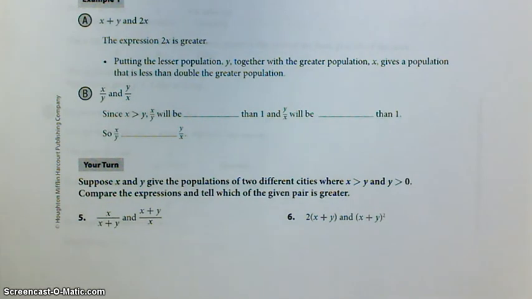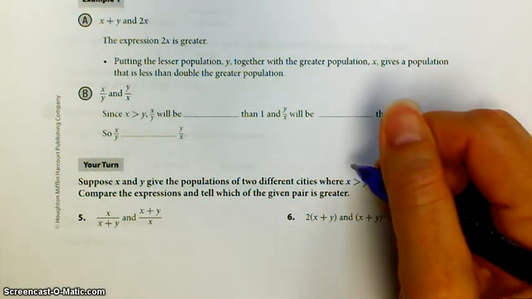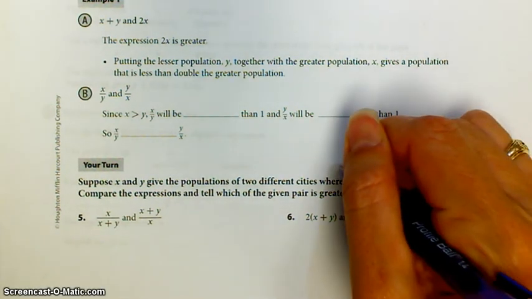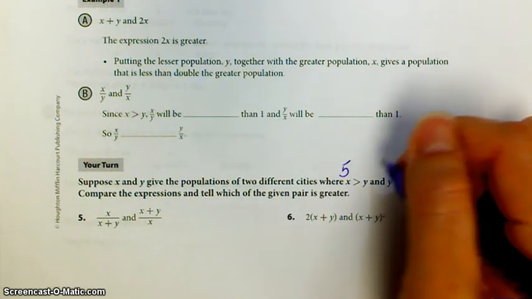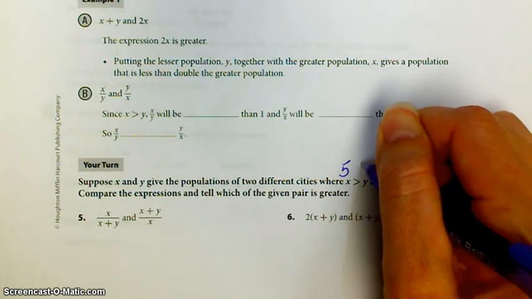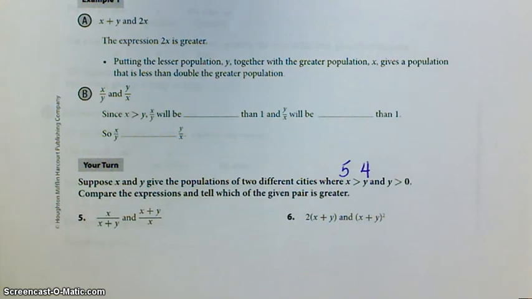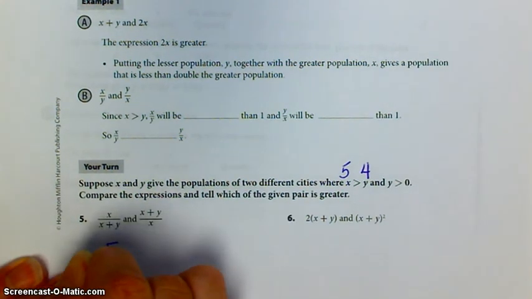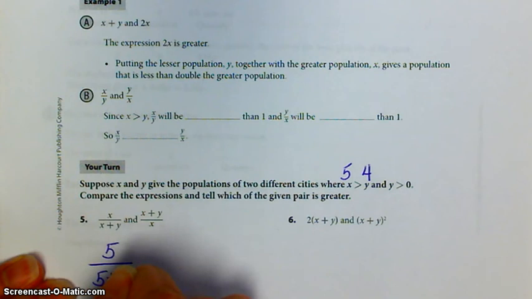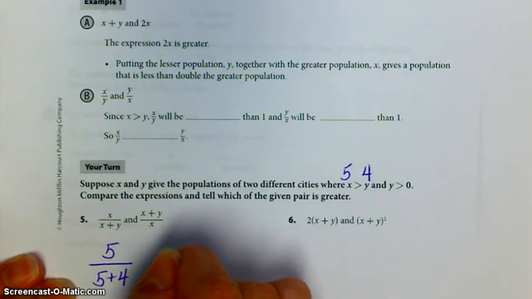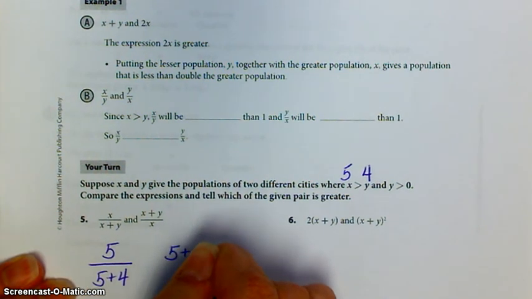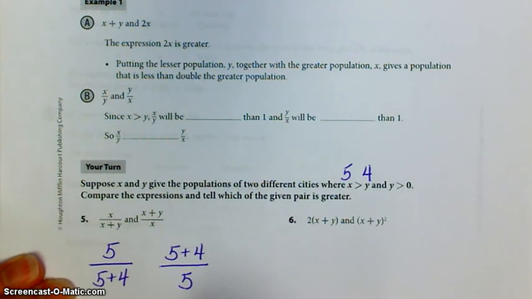Suppose x and y give you the populations of two different cities where x is greater than y and y is greater than 0. It says compare the expressions and tell which of the given pair is greater. I think probably one of the easiest things to do is just assign a random number. X, let's say, is 5, and y is something that's less than that. So, we can even say 4. So we come over here, and we're going to put 5 over 5 plus 4, and that's going to be compared to 5 plus 4 over 5. Okay?